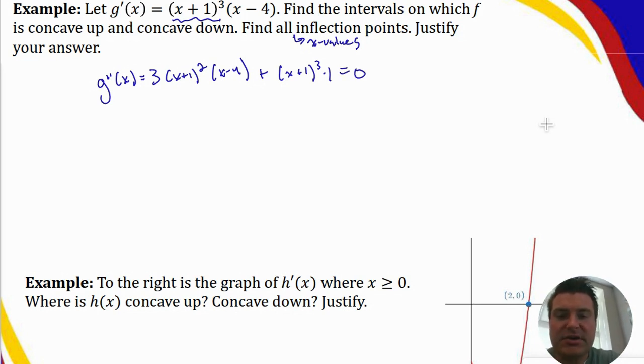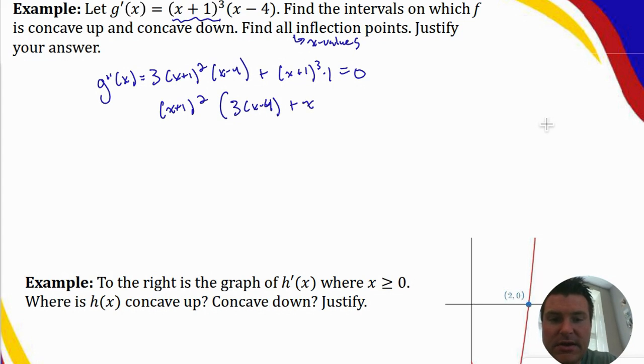I'm going to set this equal to 0. Instead of expanding everything and making this all messy and then condensing, we can actually find a GCF right here. I'm going to take out a GCF of x plus 1 all squared. That's going to leave me with a 3 and x minus 4, and an x plus 1, all in that big old parentheses. I have too many parentheses. Okay? Much easier than expanding is to find the GCF.